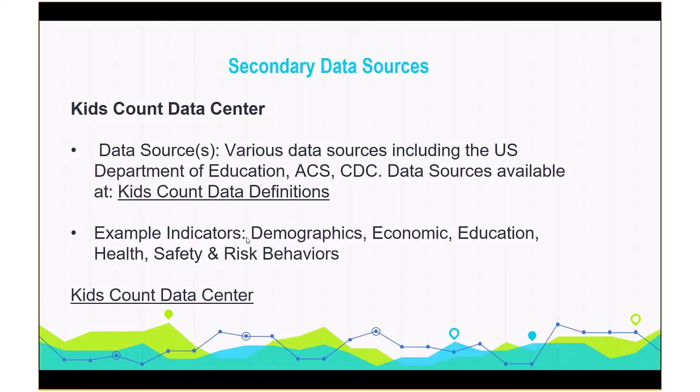Some example indicators that you may be interested in could include demographics, economic, education, health, or safety and risky behaviors.